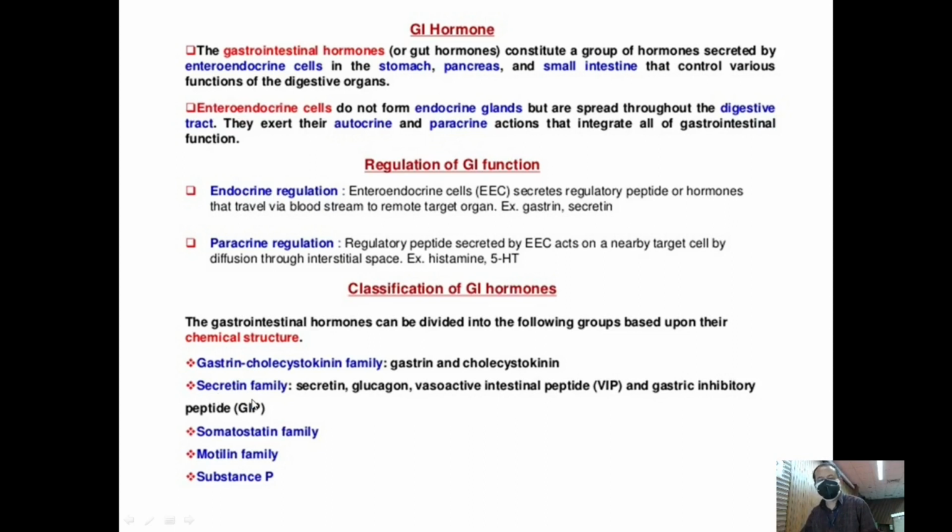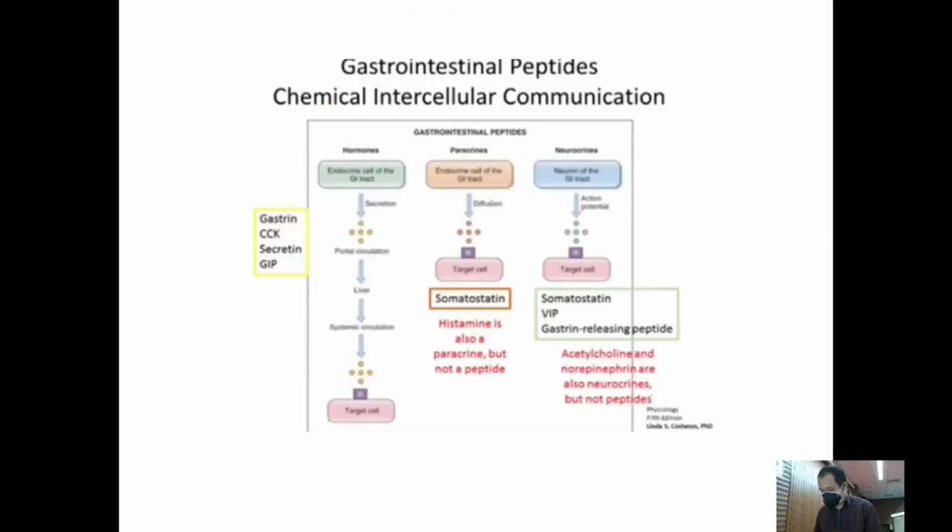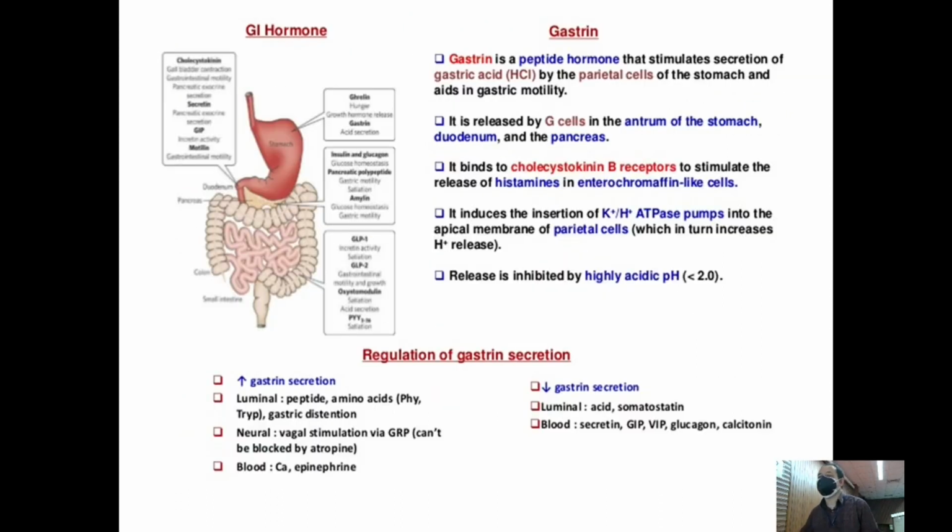Secretin is the first hormone described, the first hormone discovered by Starling and Bayliss. It was the first hormone that was ever discovered. Then there is the somatostatin family, the motilin family, and substance P. So these are the different GI hormones. And we come to gastrin first. This is a peptide hormone. Most of these are peptide hormones. Rather, all of them are peptide hormones.